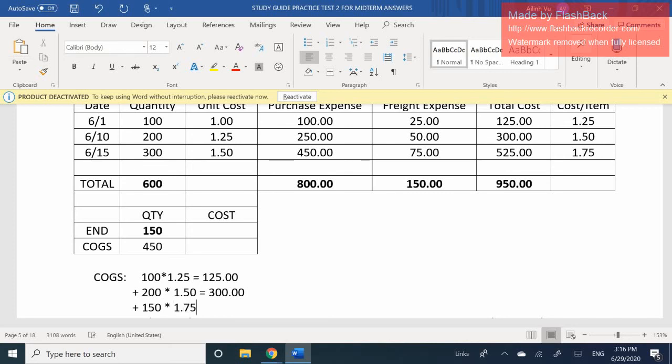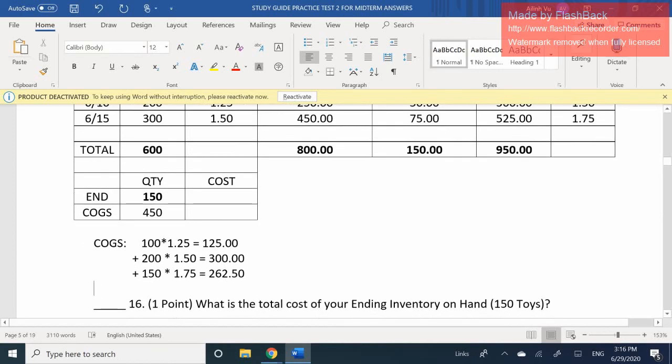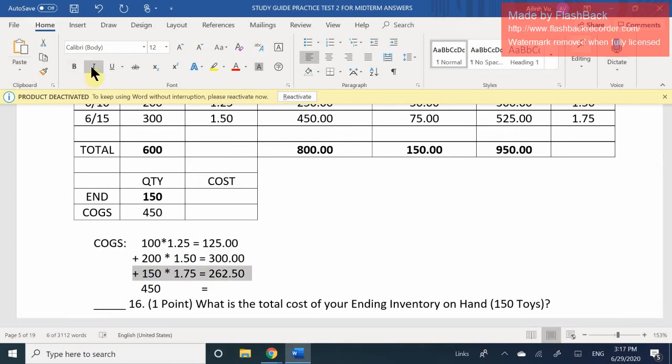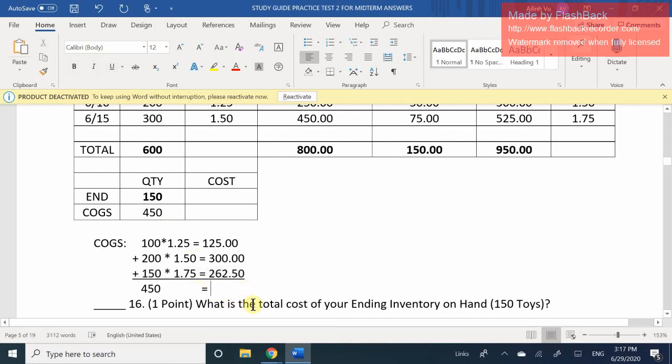So that would be $262.50, which we should get a grand total of 450 items, which should equal how much? 250, 687.50. 687.50. Okay.